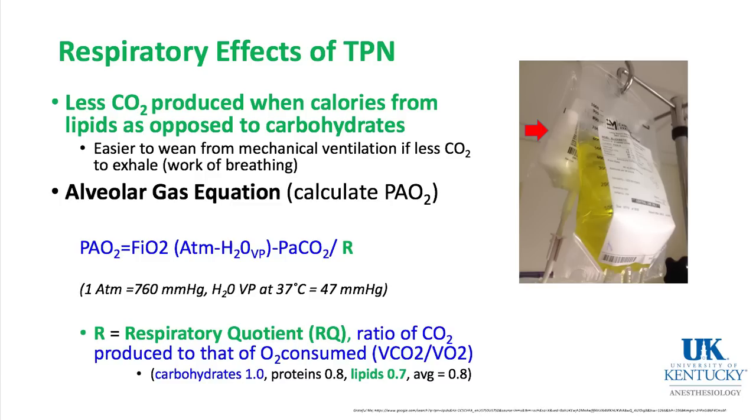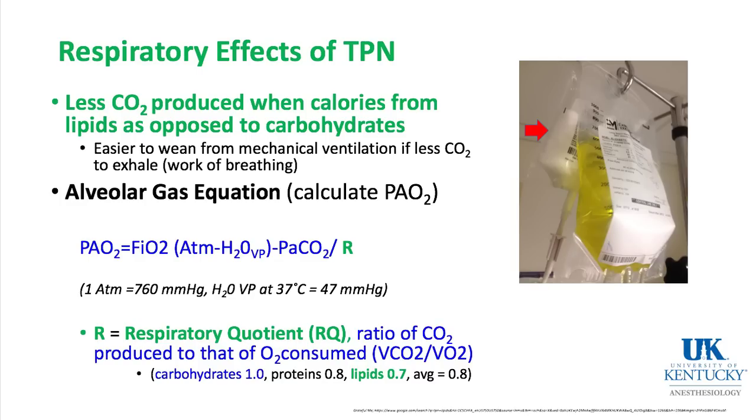This requires understanding of the alveolar gas equation, which we'll go over next. The alveolar gas equation is used to calculate PAO2, or the partial pressure of oxygen in the alveolus of our lung, based upon the FiO2, which in the air around us is 21%, the atmospheric pressure, which at sea level is 760 millimeters of mercury, and the vapor pressure in our trachea and bronchi at 37 degrees, which is 47. These are used along with the arterial partial pressure of CO2 divided by the respiratory quotient, which is subtracted from the FiO2 times the atmospheric pressure minus water vapor pressure.